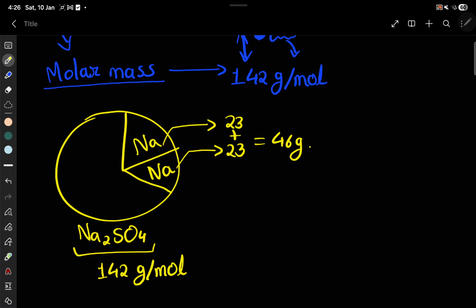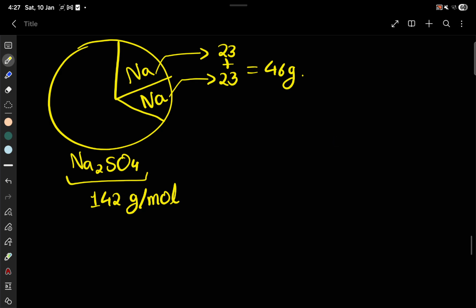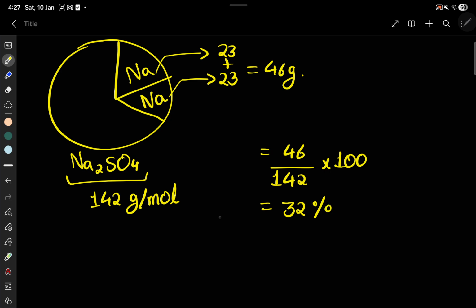So we are simply going to put the things into the formula. The formula is the mass of the element in the compound divided by the molar mass of the compound, multiplied by 100. So we write 46 in the numerator, and in the denominator the overall composition for sodium sulfate, which is 142, and we multiply that by 100. Upon calculation we get our answer as 32 percentage. The overall composition of sodium in this particular compound is 32 percentage.